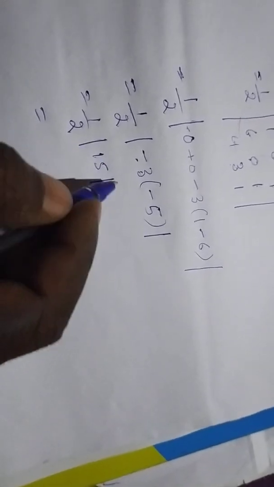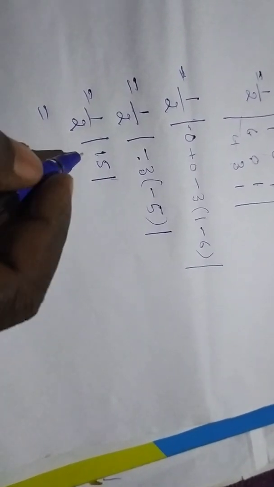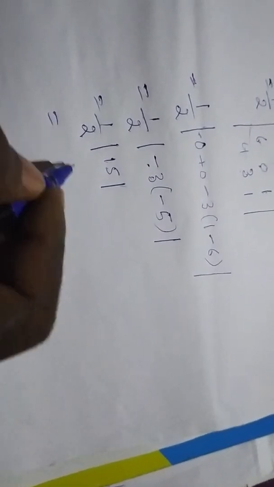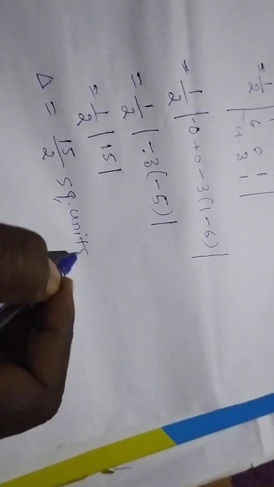After removing the mod, this is mod, not determinant. In this calculation we have to read it as mod, not determinant. Please remember, don't confuse mod and the determinant. So this is 15 by 2 square units. This is the required area of the triangle.